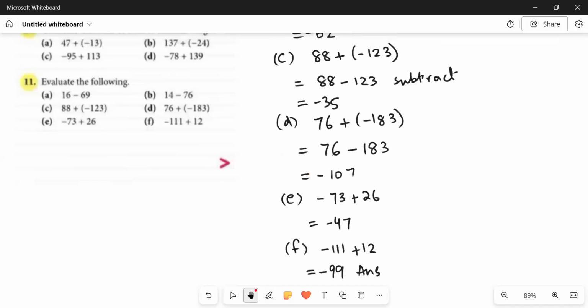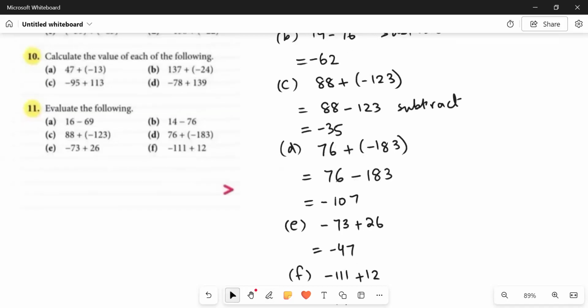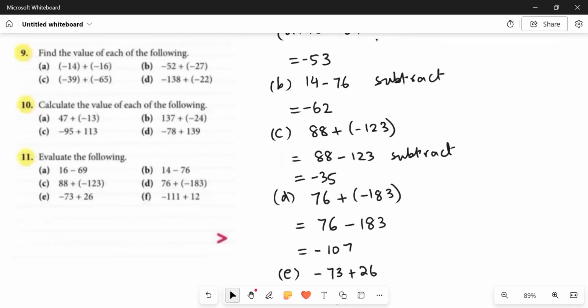So here it comes to an end. All the questions from question number 9 to question number 11. And we have followed a pattern. Just learn that pattern, just learn the steps, and you'll not make any mistakes.